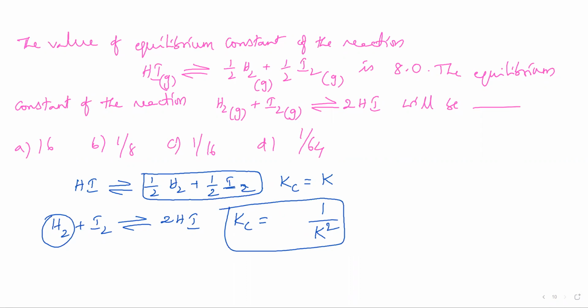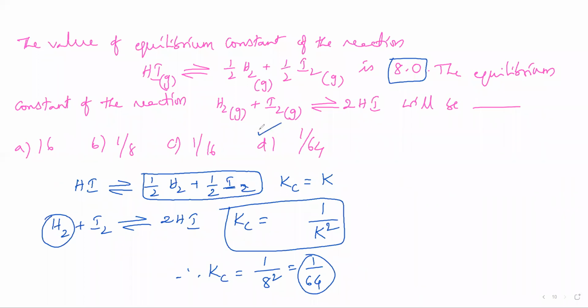Kc is equal to K squared. K value we know. Therefore, Kc is equal to 1 by, what is the K value? It is given 8. Here you can see 8. So 1 by 8 squared. 1 by 8 squared is nothing but 1 by 64. So what is the final answer, sir? 1 by 64. Which option?